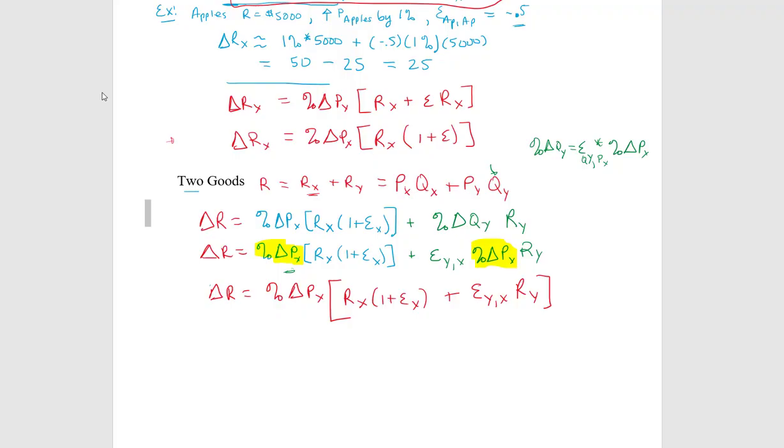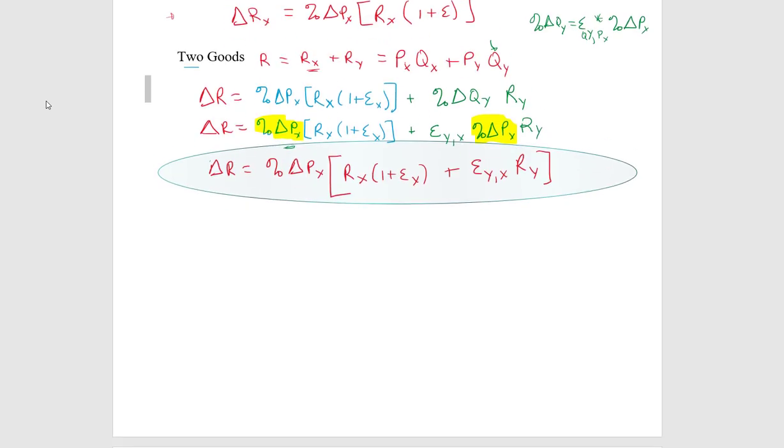There's really some calculus behind it, but I just wanted you to have a general sense of where that came from. Now that we've come up with this equation, let's work through an example associated with it. So suppose we have apples and oranges again. The revenue for apples is $5,000. The revenue for oranges is $1,000. The price of apples is increasing by 1%.